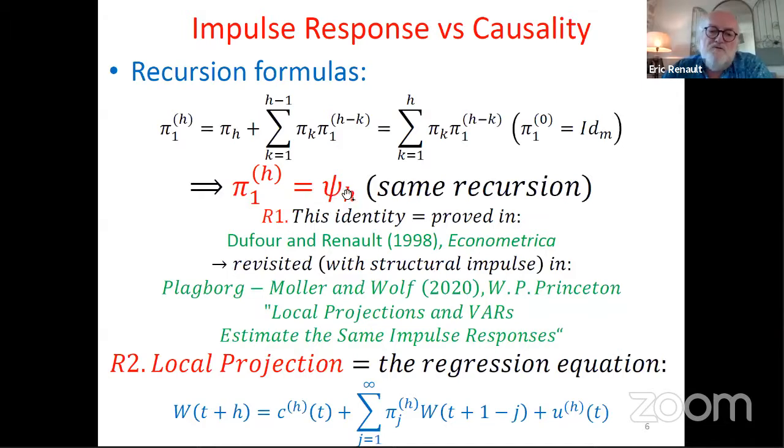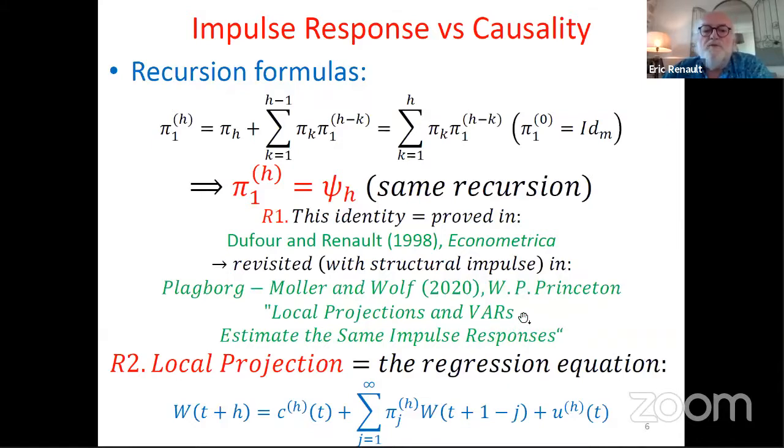It's kind of funny that this identity, which is just simple algebra I have just explained, I gave the proof just to show you how simple it is. It is something that we said with Dufour in 1998. And it sounds like it has been completely overlooked for 22 years, because it is only very recently that, in a working paper from Princeton, two young guys from Princeton wrote a paper saying local projection and VAR estimate the same impulse response.